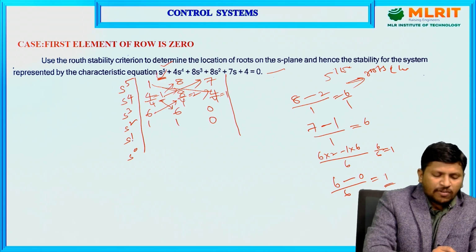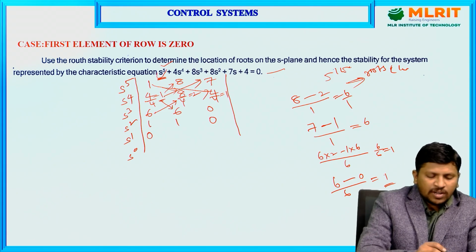Next s power of 1. So 1 and 6, 1 and 6. 6 minus 6 is 0. This term is 0. Next, 1 minus 1 and 0 is 0, and 6 and 0 and 0.